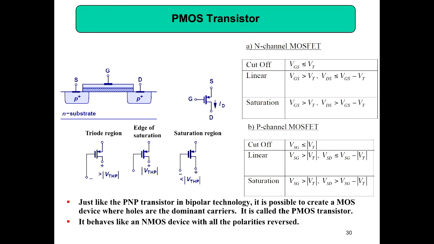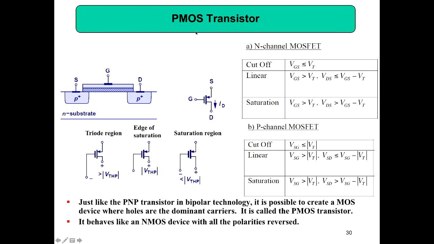Then we have to look into the PMOS transistor. We studied NMOS, which we fabricate on a P substrate. In the PMOS transistor, we fabricate on an N substrate. The PMOS is the equivalent of the PNP transistor. In the PMOS, this is the N substrate, then we have P plus and P plus regions, and then we have the gate. This is the representation: gate, drain, source, with the arrow inward to show the direction of the current.